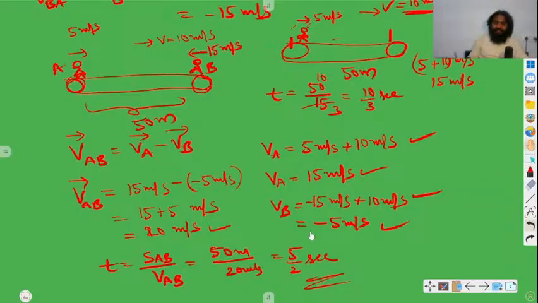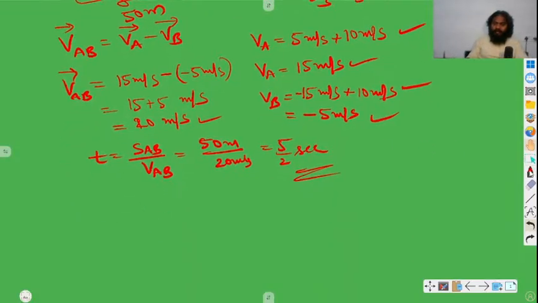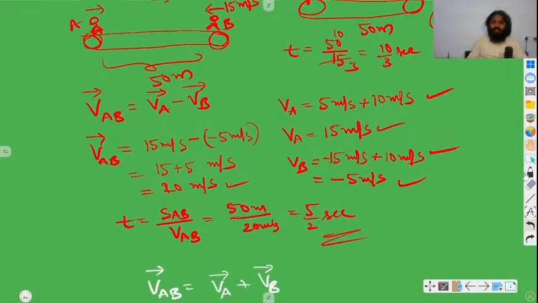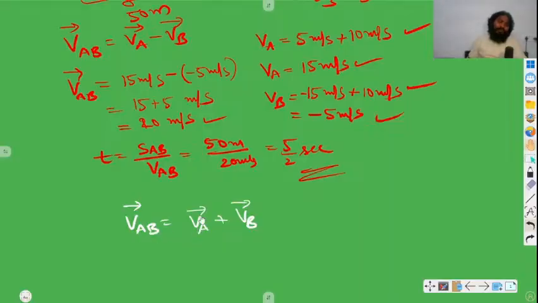Now coming to the next. Up to now what we have done, VAB bar is equals to VA bar plus VB bar. You must remember that these two are the questions which come under what we call dependent relative velocity. These two come under dependent relative velocity, okay na? And next, relative velocity of A with respect to B is equals to velocity of A minus velocity of B, right? This is the relative velocity formula.